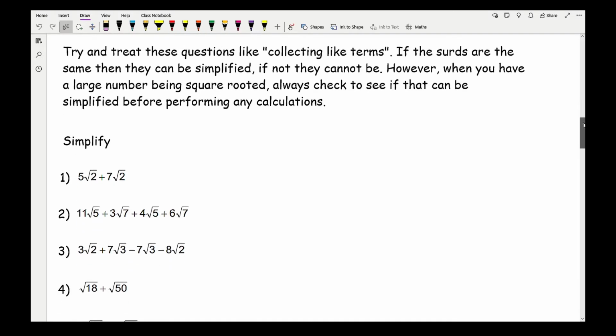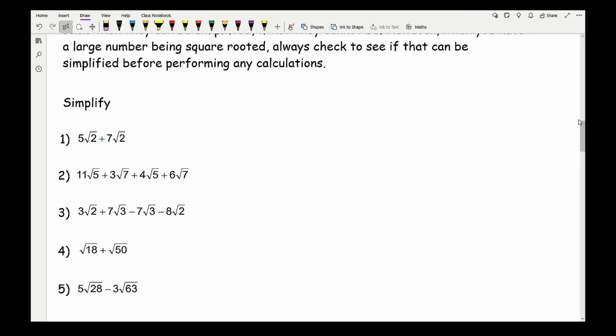So let's have a look at some actual examples. So here we're going to simplify. Now, first thing I want to do is check, are the numbers inside the surds the same? Yes. So all I need to do is just add together the numbers outside. So here I've got 7 plus 5 plus 7, which leaves me with 12 root 2. So again, the root 2 stays the same. Now, how you want to treat this, as if I just pick a letter, treat it as 5x plus 7x, and that's if x was root 2.